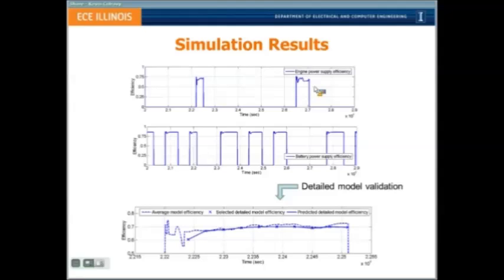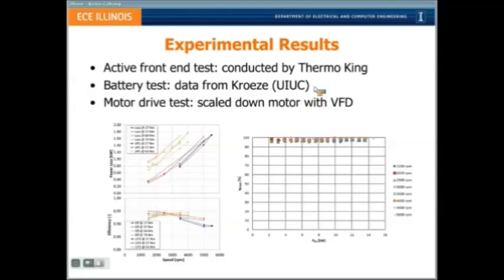Experiment. It's a pretty huge experiment system, so we break it down into 3 parts. The first part is the active front-end test. It's from the generator, rectifier, and converter, and this is conducted by Thermo King on a full scale. So these are the experiment results from them, actually.